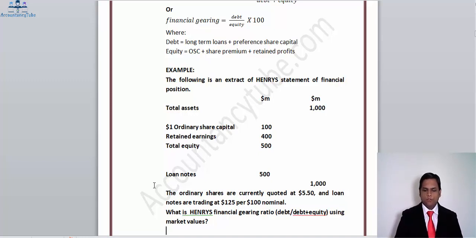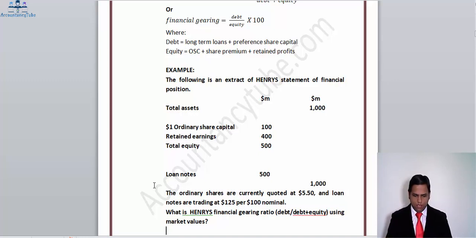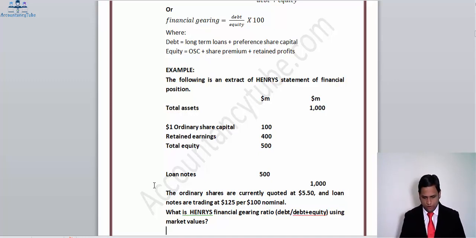The following is an extract of Henry's statement of financial position. We've got total assets of 1000 million, share capital of 100 million, retained earnings of 400, total equity becomes 500, and we have got loan notes of 500 as well, which becomes the total. Now the ordinary shares are currently quoted at 5.50 and loan notes are traded at 125 over 100. What is Henry's financial gearing ratio?